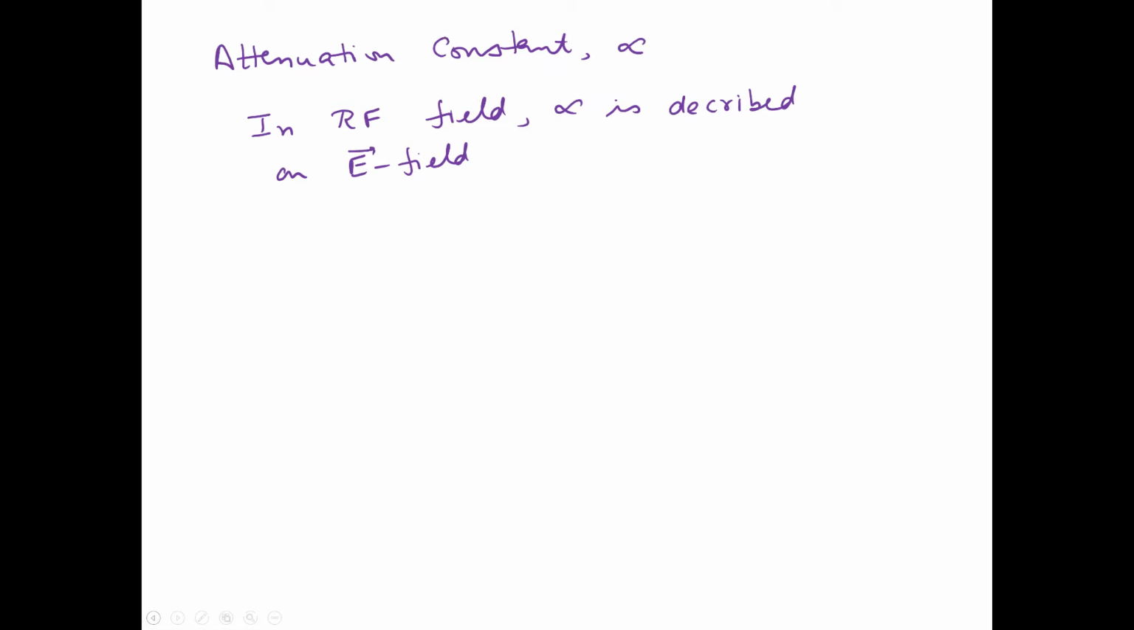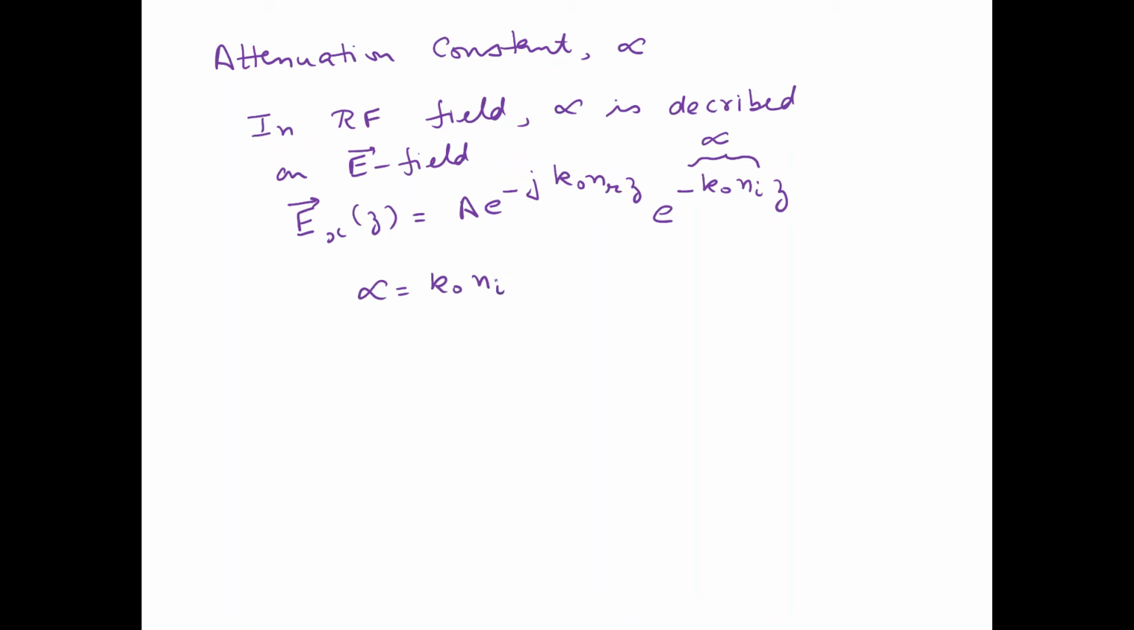So if you consider the wave which I have, E_x(z) is A e^(-j k_0 n_real z) e^(-k_0 n_imaginary z). This term here is called alpha. So alpha is k_0 n_imaginary. k_0 we had said was 2π by λ_0, the free space wavelength, times n_imaginary.